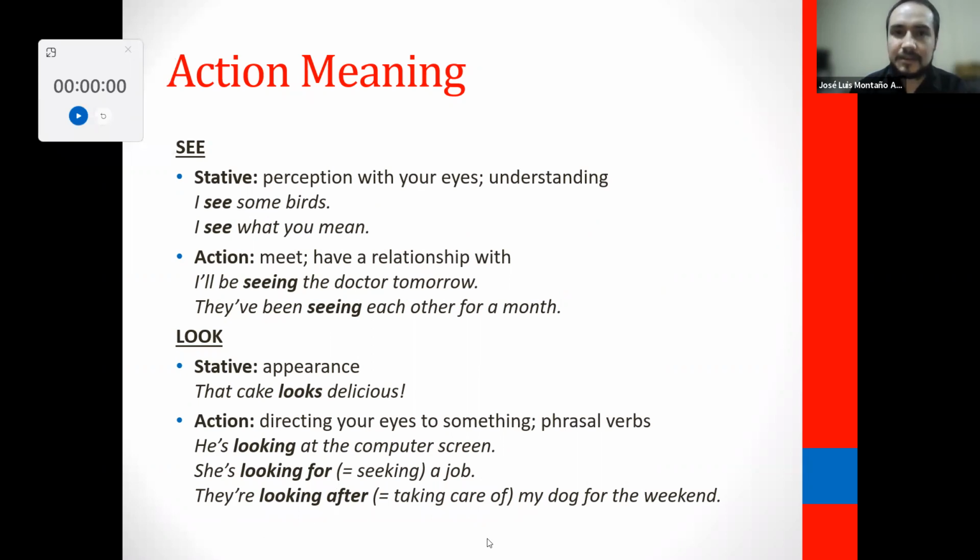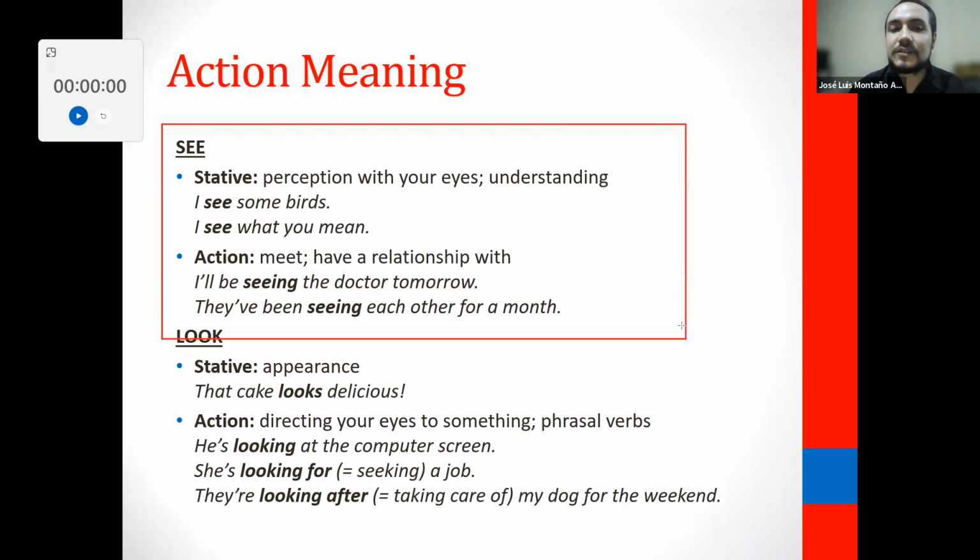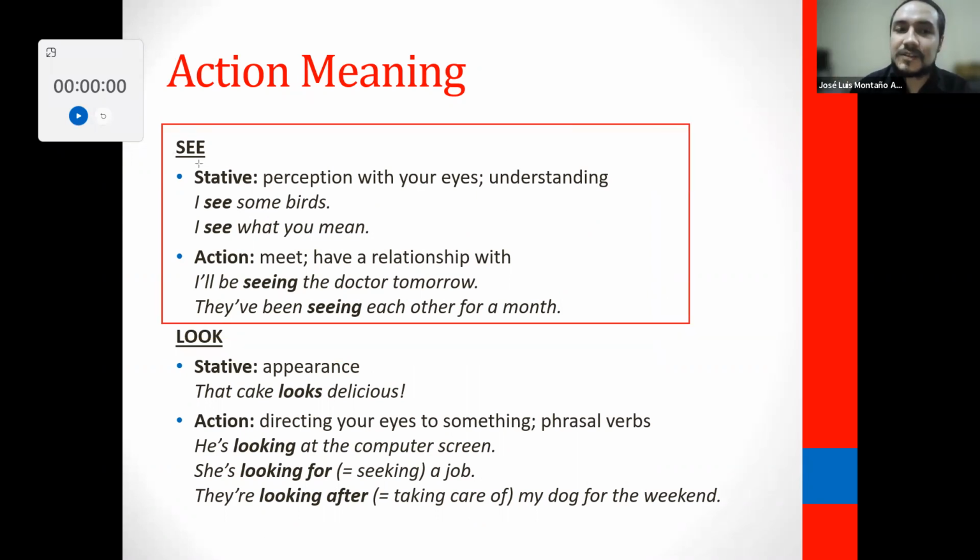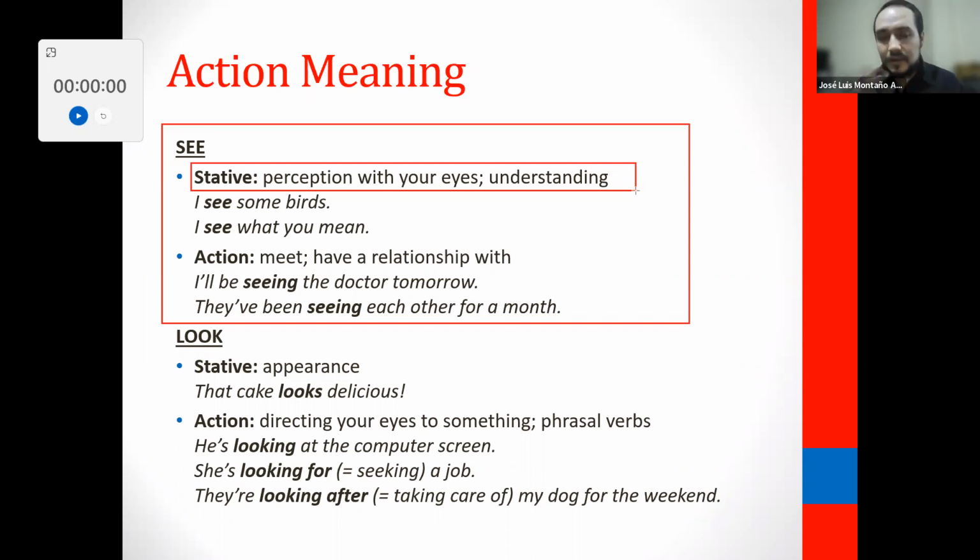See also has two meanings. When see is perception and understanding, something that you see, or when you mean I see, I understand, then don't use ing. You don't say I am seeing some birds. No, I see some birds. You see the birds. And I see what you mean, in other words, I understand what you mean. But let's finish reading that one with you, Evelyn.